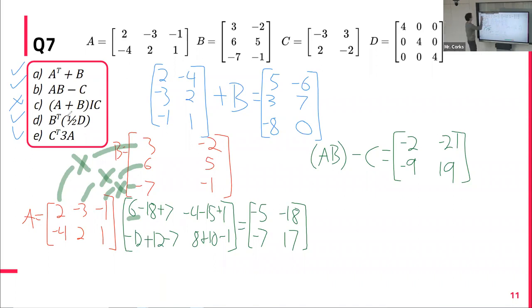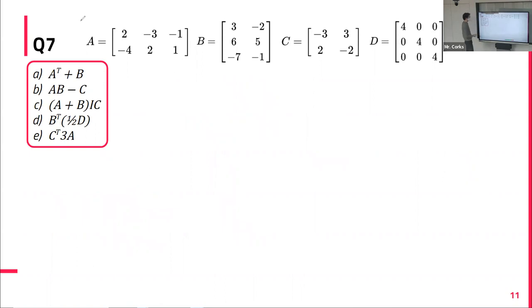Yeah, let's go on to D. I'm going to have to erase this to make space. Everyone has this written down. All right, so I'm erasing. All right, B transpose, that's our next one. What is B transpose? 3, 6, -7. 2, 5, -1. Okay, so there's our B transpose.